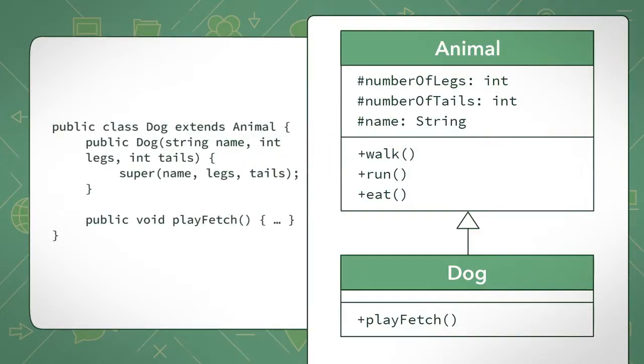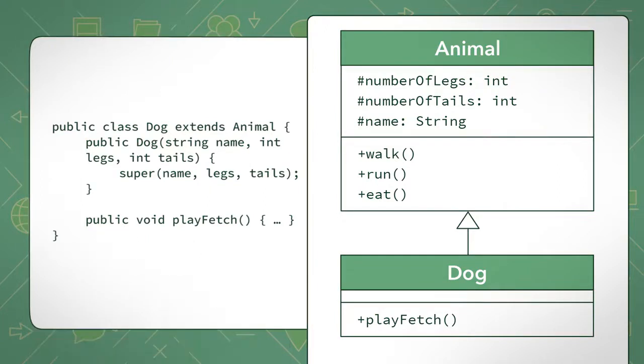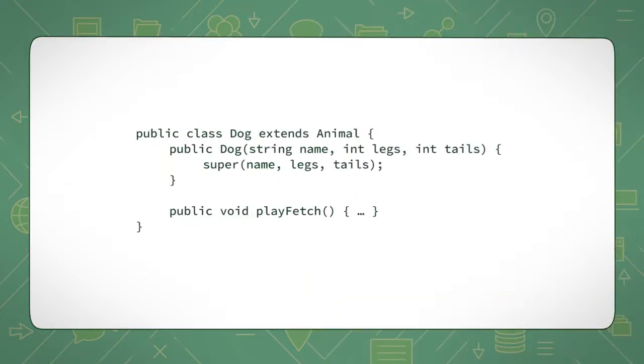Notice that our code and UML diagram are similar in terms of what attributes and methods are declared in the superclass and subclass. The UML class diagram represents our design. If we do not need to restate the inherited attributes and behaviors in the code, then we also do not need to do it in our UML diagram. We declare inheritance in Java using the keyword extends.